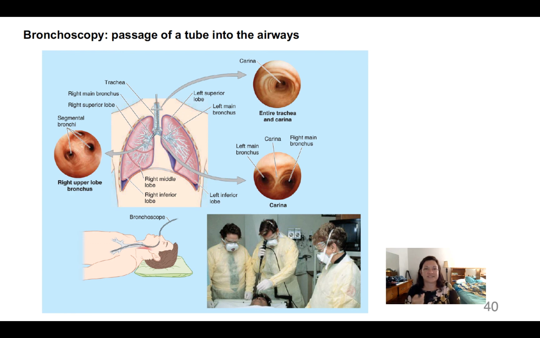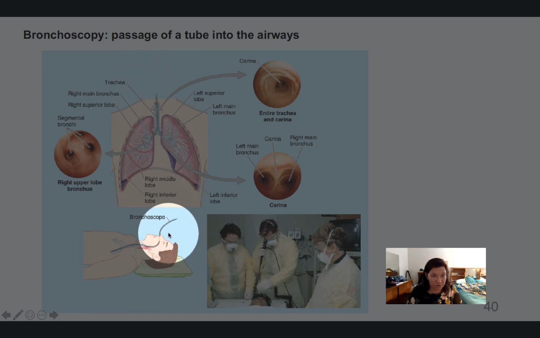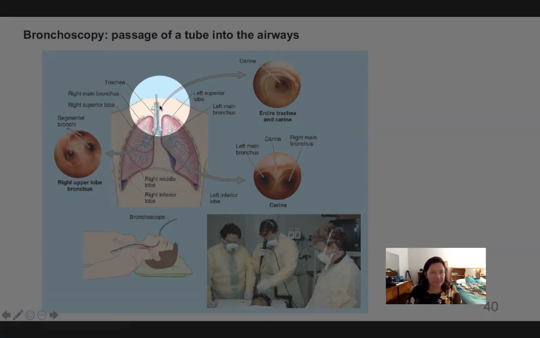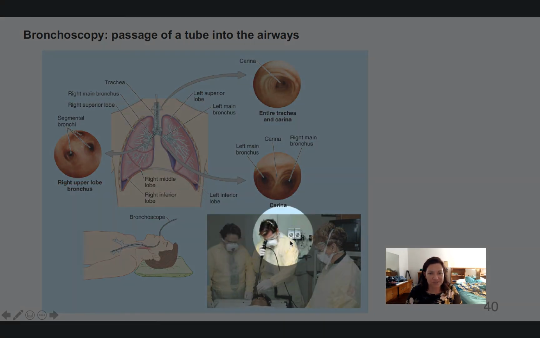Now, we talked about thoracocentesis, which is accessing the pleural space. There's also bronchoscopy, which is passing a tube into the airways, but not through the chest wall or the thoracic wall. This time you're starting rostrally through the nose and passing a tube into the trachea. And bronchoscopy is performed for a number of reasons. It can be performed diagnostically to see what's in the lungs, in terms of, for example, if you're looking at lung damage or looking for lung cancer. It can also be used therapeutically.